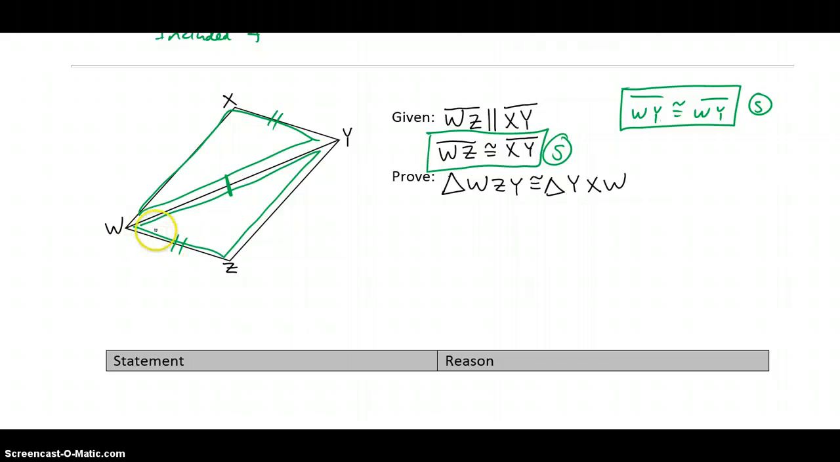Now what I really want is I want this included angle and this included angle to be congruent to each other. If you notice, this angle is between my congruent sides, and this angle right here is between my congruent sides. So I'm going to look at my first given. WZ is parallel to XY.